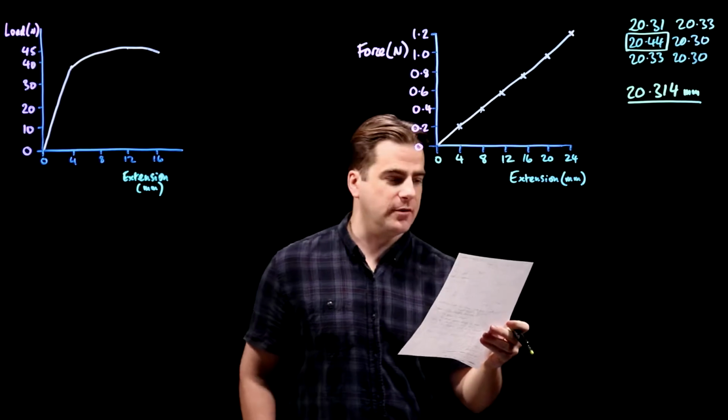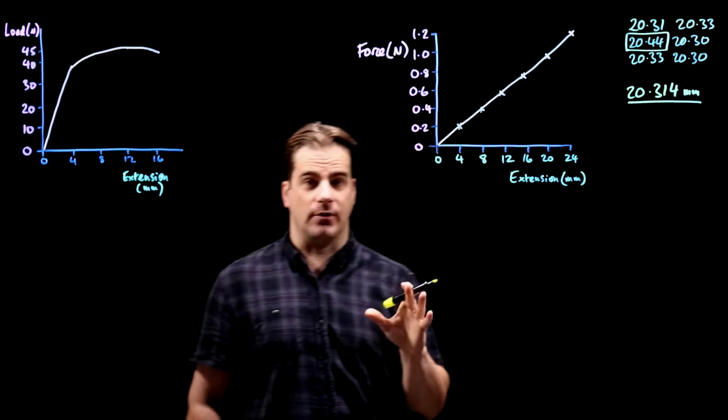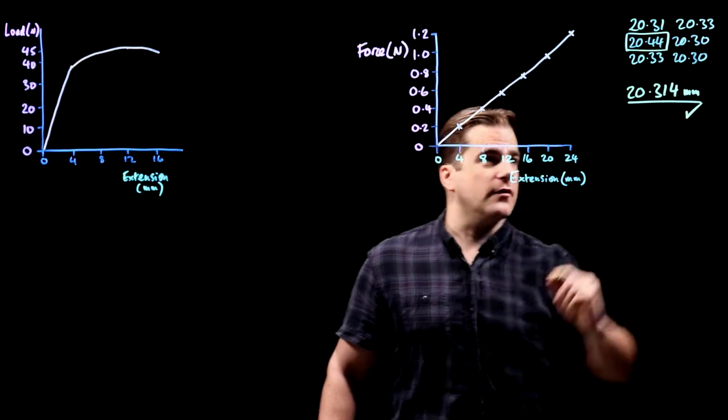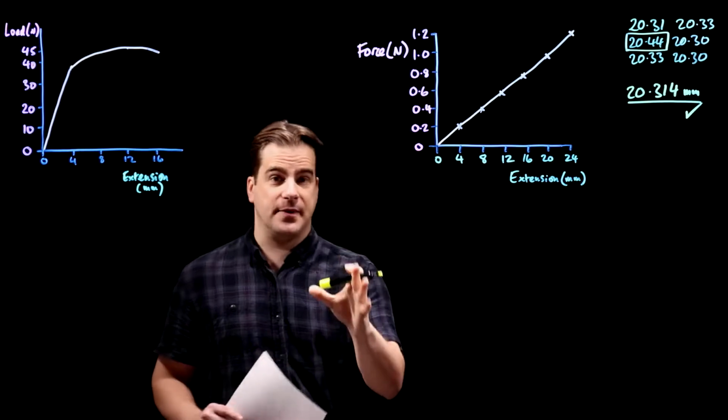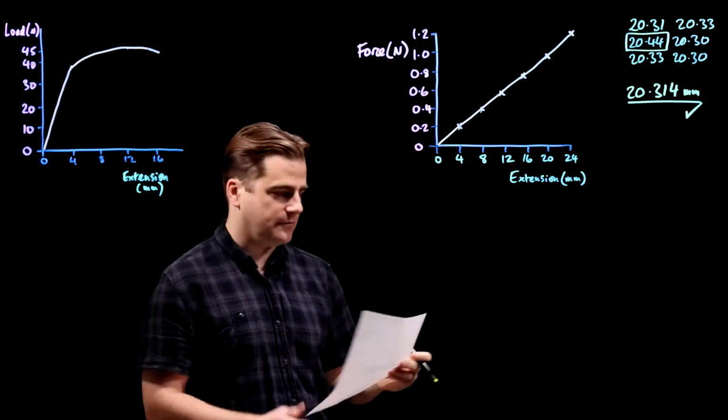If you got 20.335, then you included that one and you won't get the marks. So that is what they're looking for. Okay, so keep an eye out for that. They shove in an anomalous result.